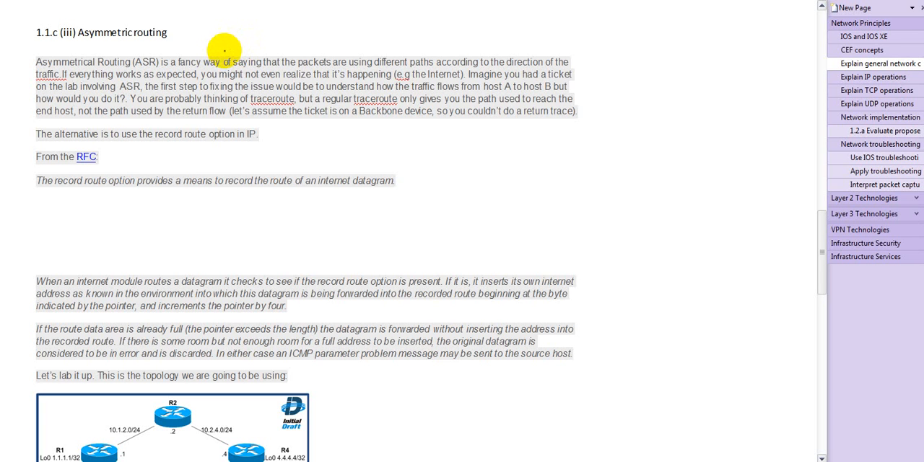You had a ticket on the lab involving ASR. Oh, they're talking about traceroute. I'm reading as I'm watching this. So yeah, he does point out that you probably think traceroute, but a regular traceroute only gives you the path used to reach the host, not the path on the way back.